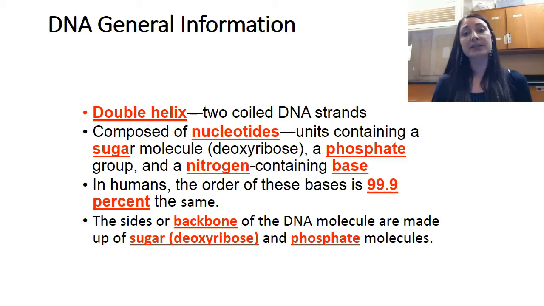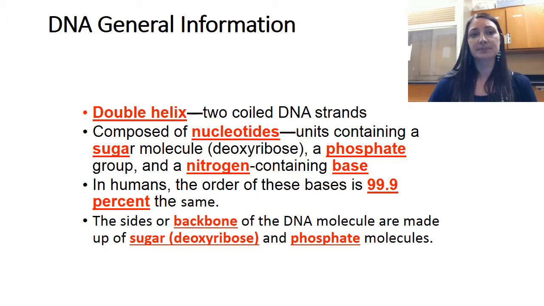So DNA structurally is a double helix. It has two coiled DNA strands, and it's composed of nucleotides, and a nucleotide has three parts. It has a sugar molecule, and in the case of DNA, it's a deoxyribose sugar, whereas in RNA, it would be a ribose sugar. It has a phosphate group as well as a nitrogen-containing base. For humans, 99.9% of your DNA is the same as every other human's DNA. There's only 0.1% difference.